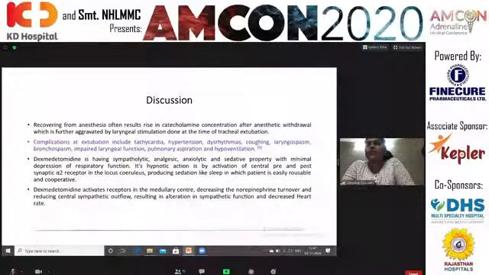Discussion. Recovery from anesthesia often results in a rise in catecholamine concentration after anesthetic withdrawal, which is further aggravated by the laryngeal stimulation at the time of tracheal extubation. Complications at extubation include tachycardia, hypertension, dysrhythmia, coughing, laryngospasm, bronchospasm, impaired laryngeal function, pulmonary aspiration, and hypotension. Dexmedetomidine activates the receptor in the medullary center, decreasing the norepinephrine turnover and reducing the central sympathetic outflow, resulting in alteration in sympathetic function and decrease in heart rate. Next, please.